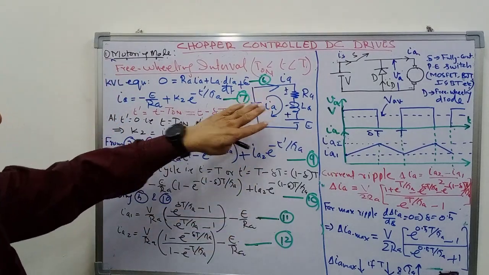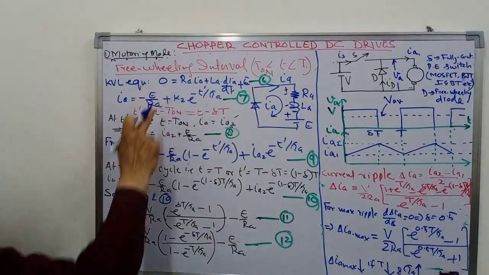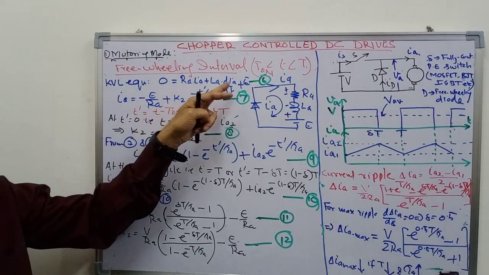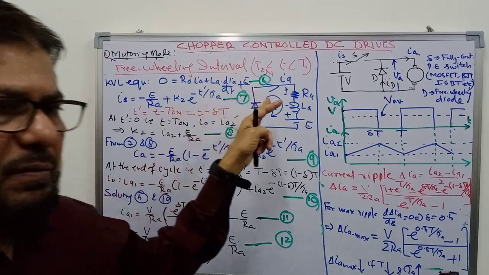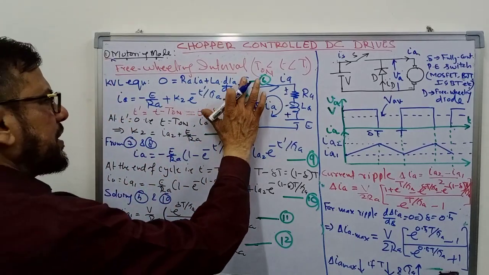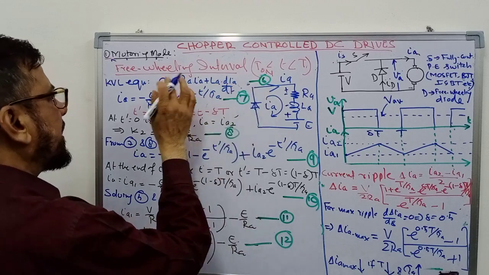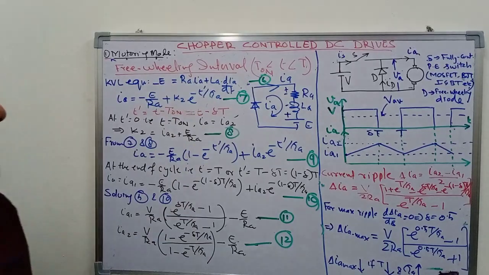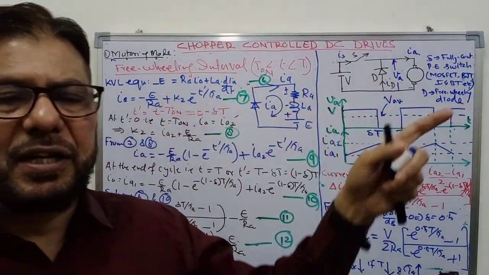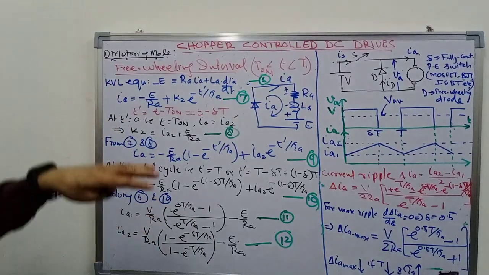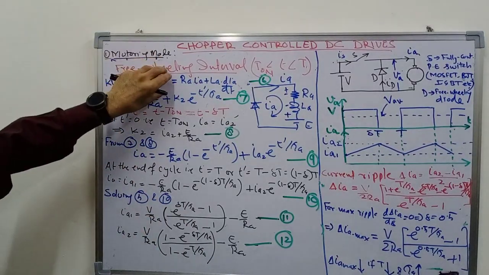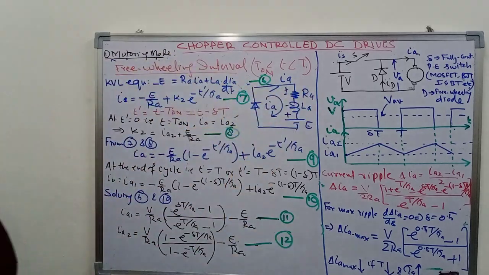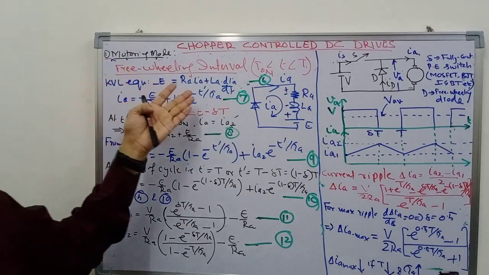So during this interval, if you write the KVL equation, 0 is equal to Ra Ia plus La dIa/dt plus the back EMF E. You can take E on the left hand side and write it as minus E is equal to Ra Ia plus La dIa/dt. Now you have to solve this equation again. You treat this as a voltage source. So this is simply an RL circuit where the voltage source is equal to minus E.